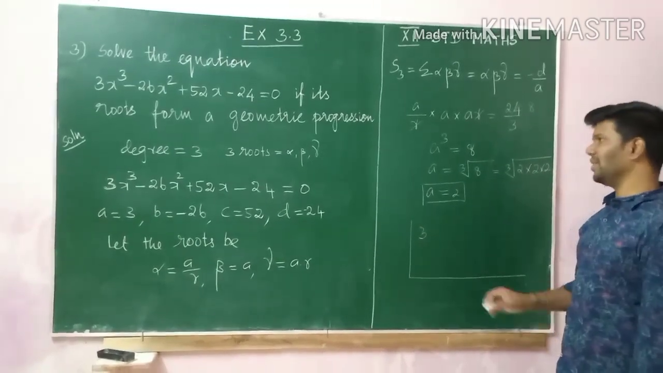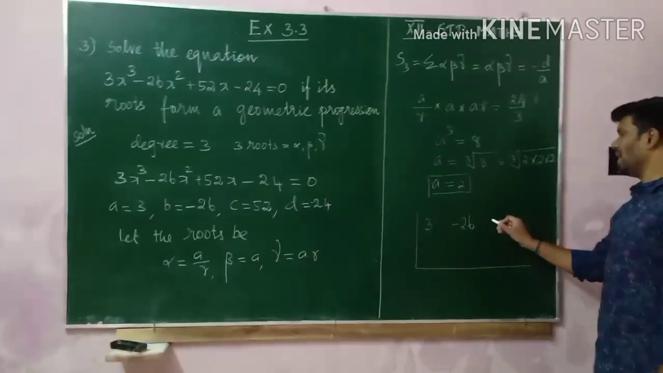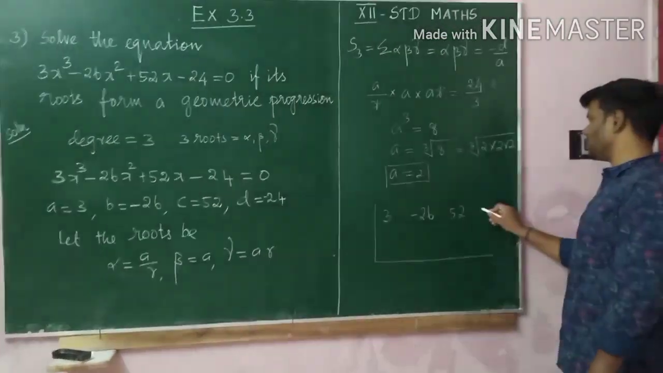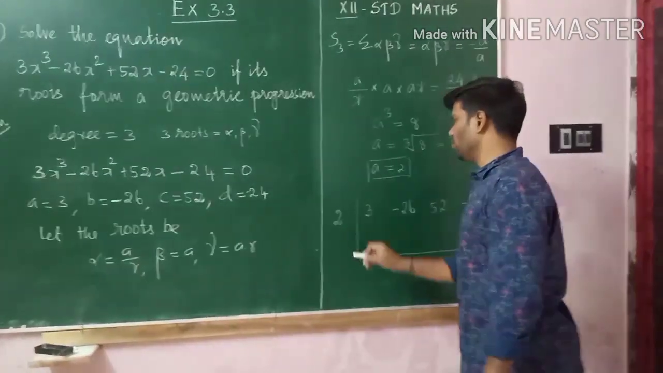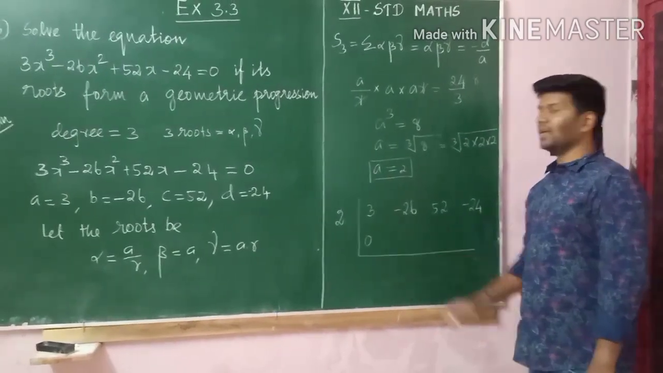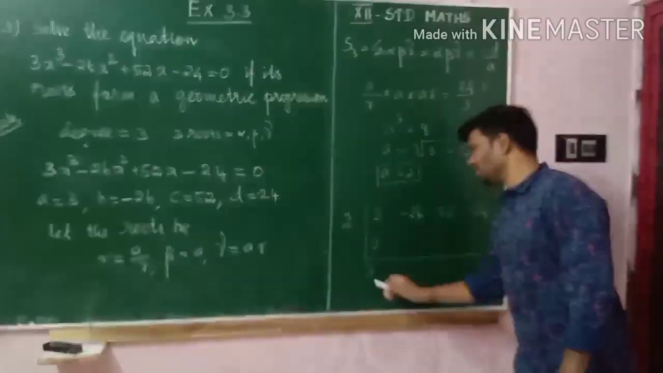Coefficient of x cube 3, coefficient of x square minus 26, coefficient of x 52, and constant term minus 24. So our root is what? 2. Second row, first entry 0. Usually in synthetic division, second row, first entry is 0. So 3 plus 0, 3.